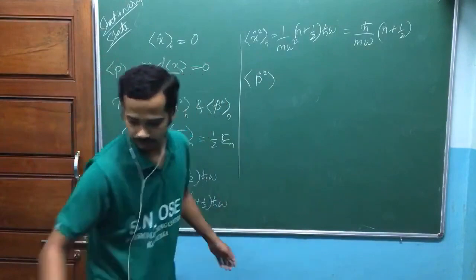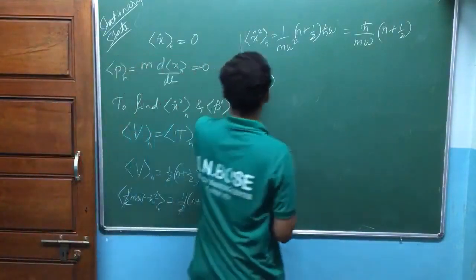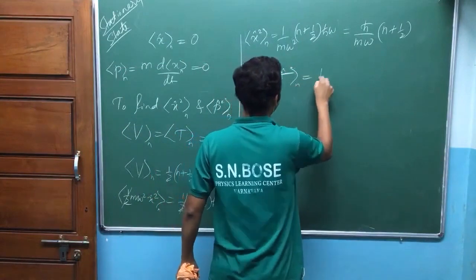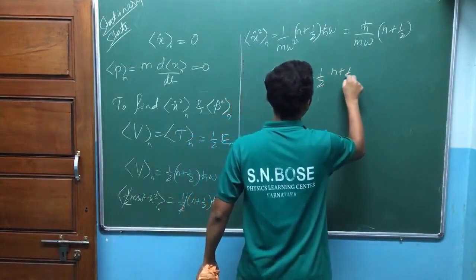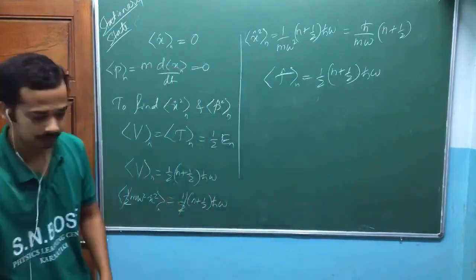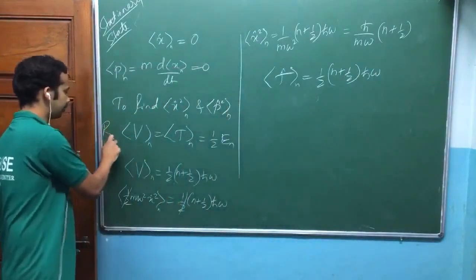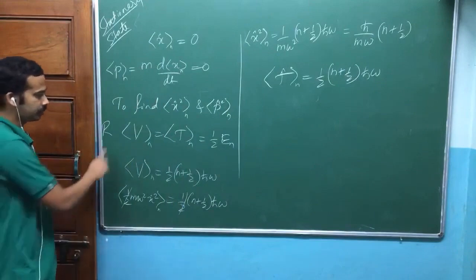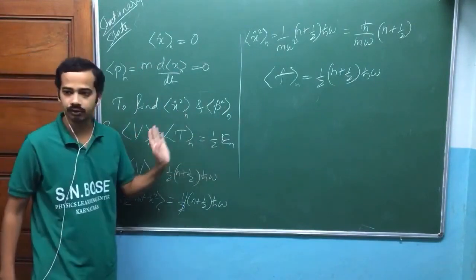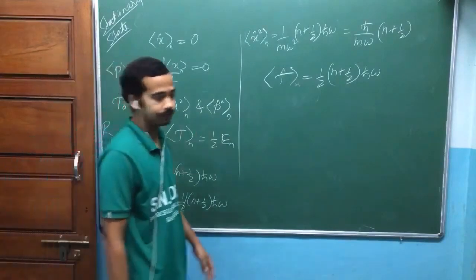How do you find this one? Take the expectation of T cap for the n stationary state, that's equal to half of n plus half h bar omega. That's why I told you to remember this one. Remember this whole story. Expectation T is equal to expectation V is equal to half of the total energy.